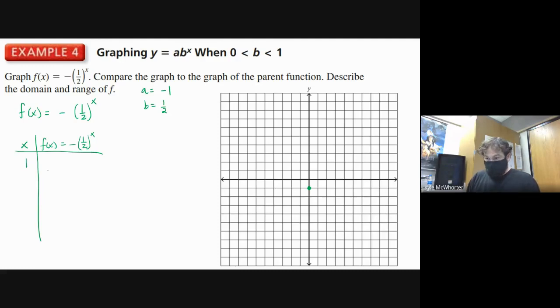What about when x is 1? We're going to be doing -1/2 to the 1. 1/2 to the first power is just 1/2, so this is just -1/2. So we got the point 1, -1/2.